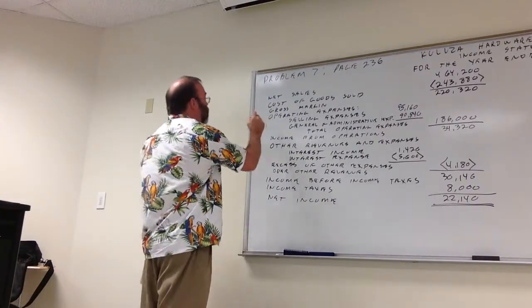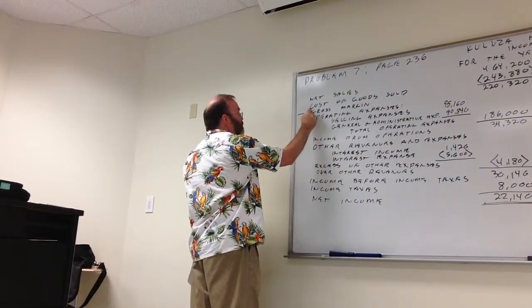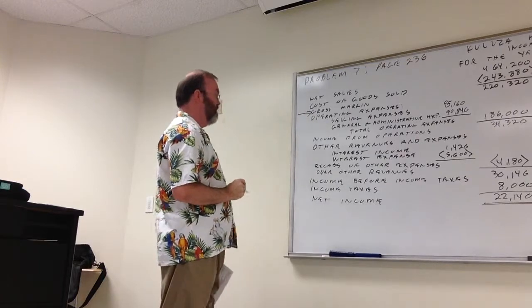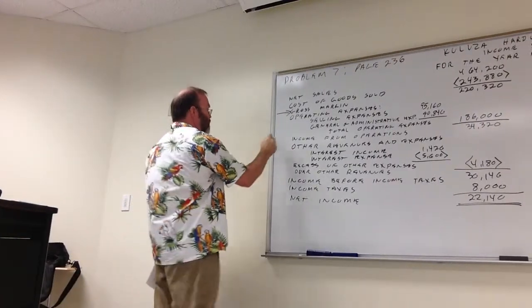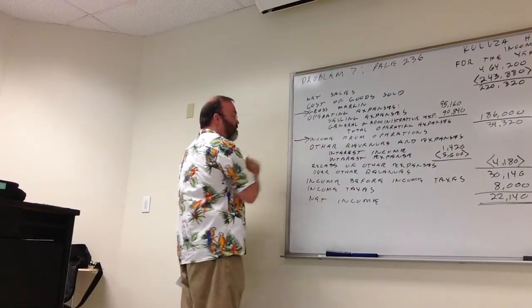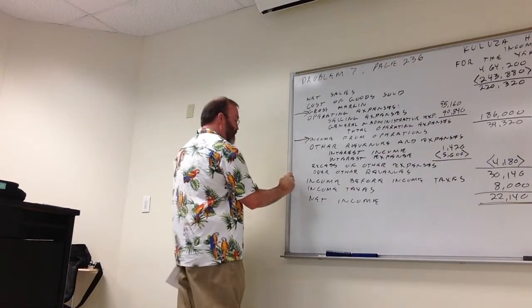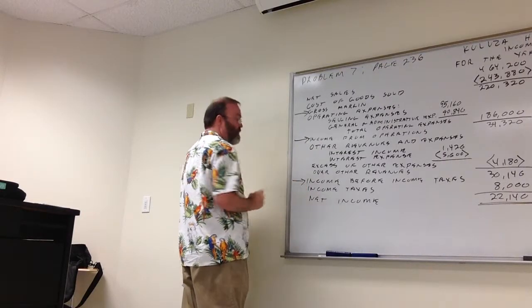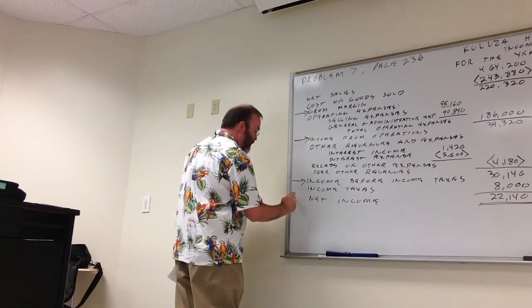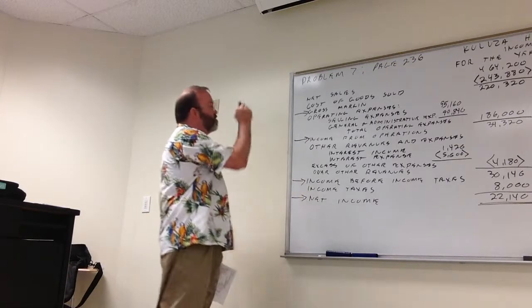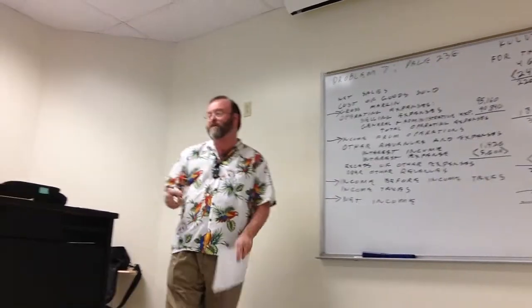All right, so our subtotals in the multi-step income statement are the gross margin, income from operations, income before income taxes, and net income. So those are the 4 steps in a multi-step income statement.